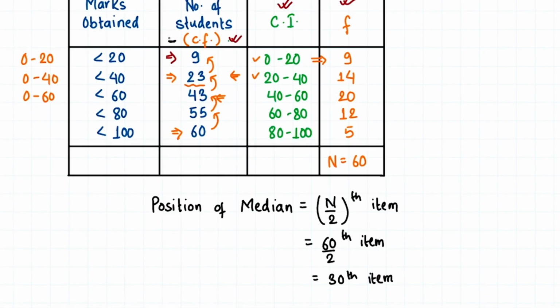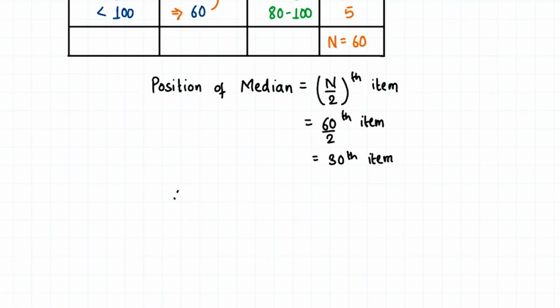Now we need to look at the cumulative frequency, okay? Not the frequency, okay? So don't be confused, just because the frequency is over here. So our 30th item lies between this 23 and 43, right? And we need to look at the CFs just greater than 30, which is our 43. And so our median class is 40 to 60, okay? So therefore, our median class is 40 to 60.